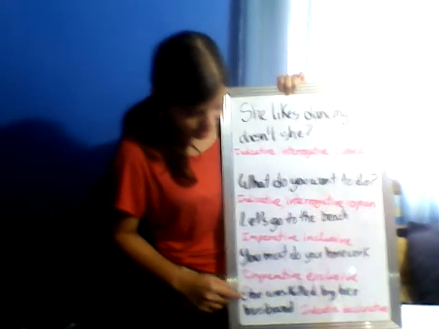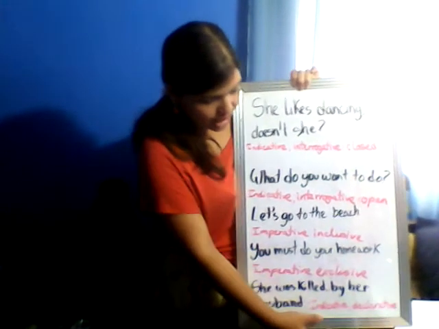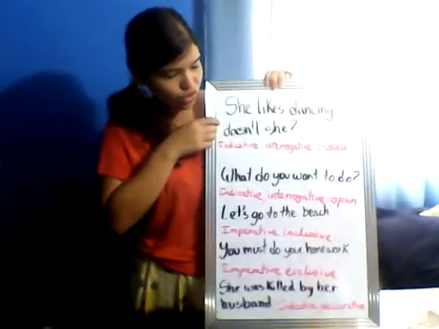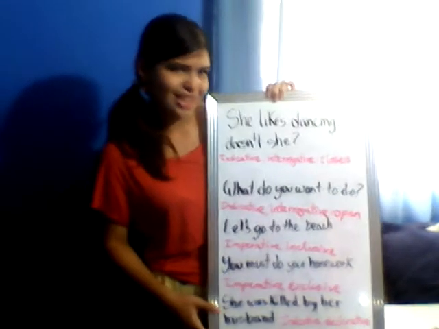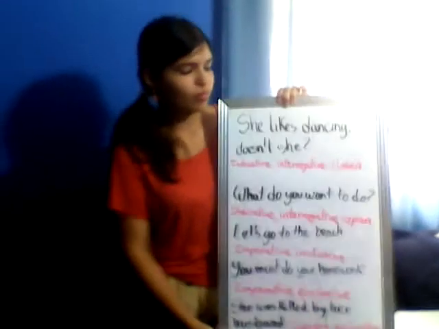And in the last sentence we have: she was killed by her husband. That is indicative, declarative. It is very different from the interrogative because you're not requiring information. In this case, you're just giving some information, that she was killed by her husband.